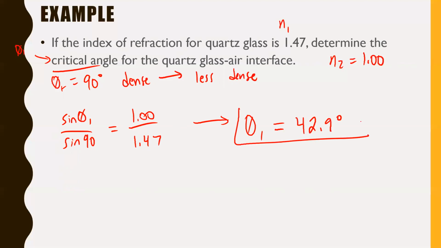42.9 degrees. In other words, that is your critical angle, or to put it another way, that is the maximum angle that you could shine the light at in order for it to refract out into the air. If you did it at any angle more than that, you would have total internal reflection and the light would not be leaving the quartz.